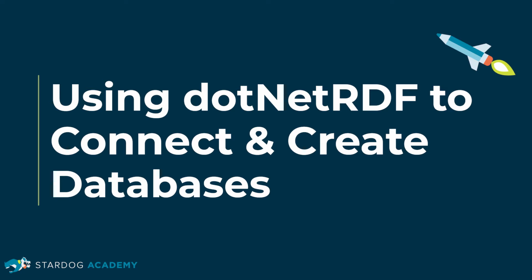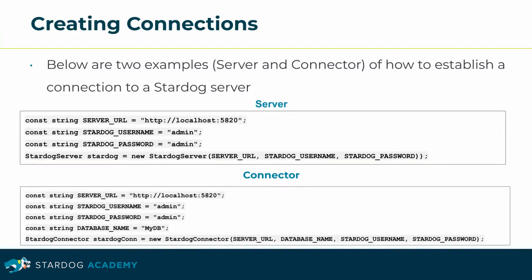This section is about using dotNetRDF to connect to and create databases. Let's look at some examples. When we create a connection, we provide two examples, one for connecting using the StardogServer class and one for connecting using the StardogConnector class. For the StardogServer class, we provide the server URL, a user's username and password to the StardogServer class constructor. For the connector, we provide the Stardog server URL, the database name, and a user's username and password.